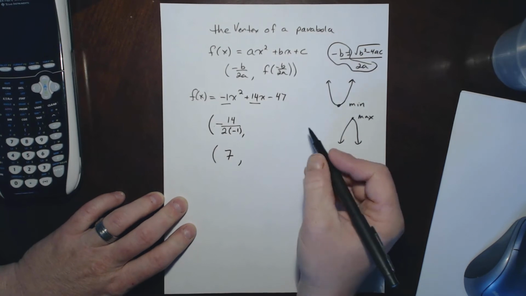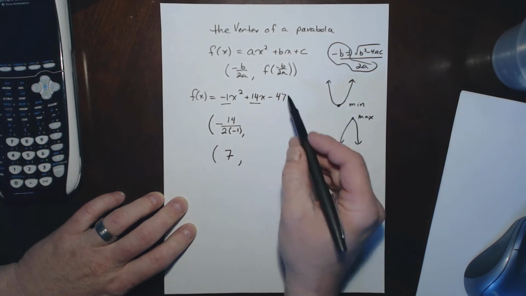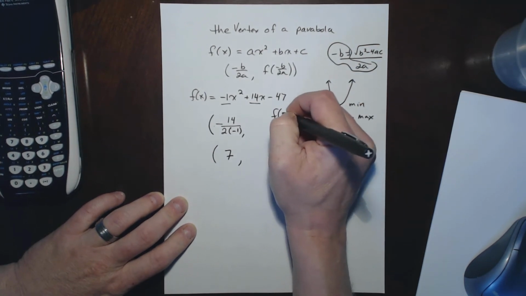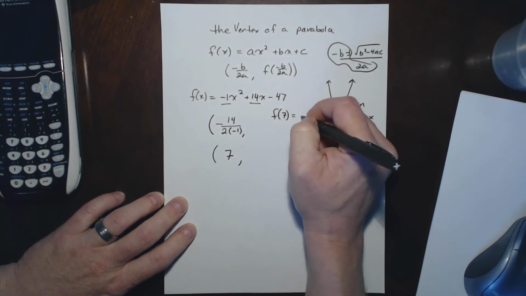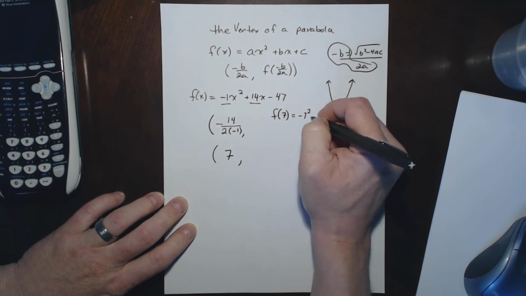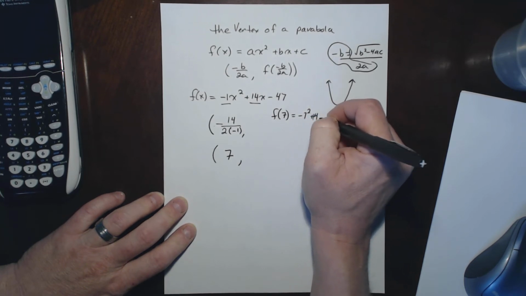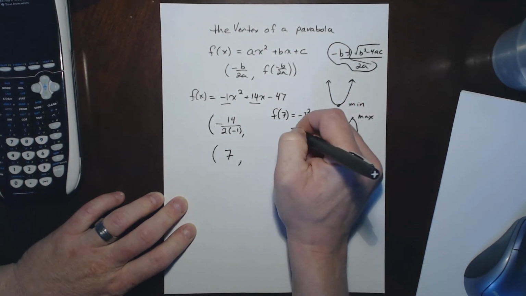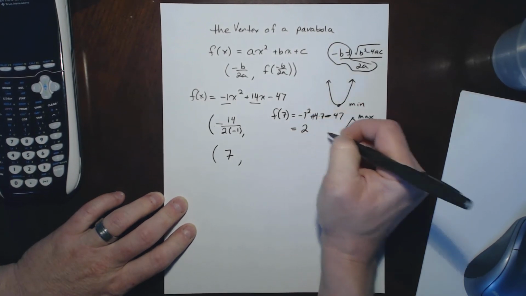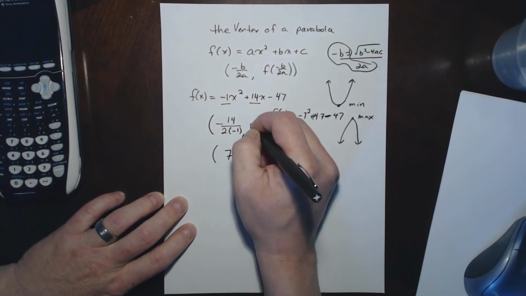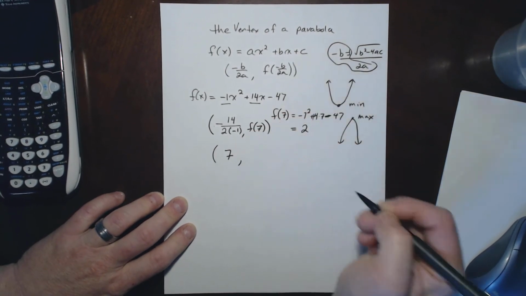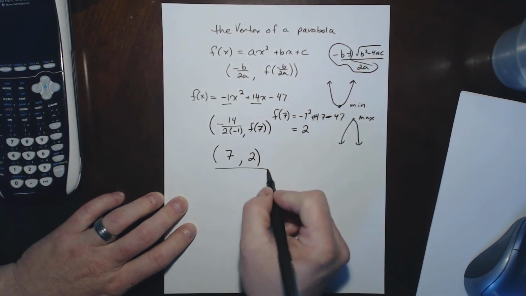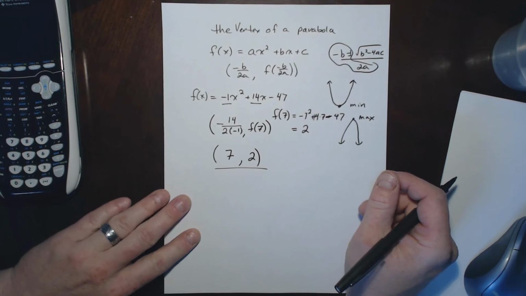To figure out the corresponding y value now for my vertex of my parabola, I'm going to take 7 and put it into my function. That's going to be minus 7 squared plus 14 times 7 minus 47. That's going to be equal to 2. So now 2, I'll just show that I did f of 7 there, and I have 2 here. This gives me the vertex of my parabola.